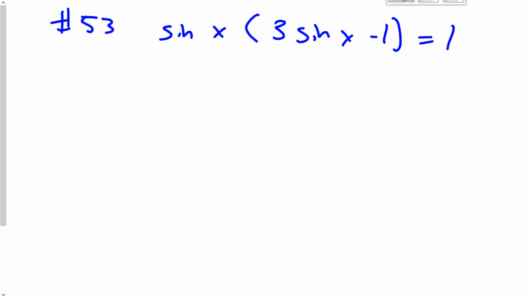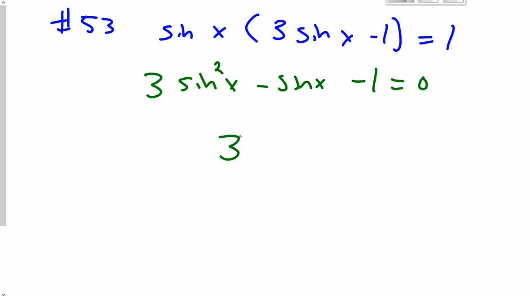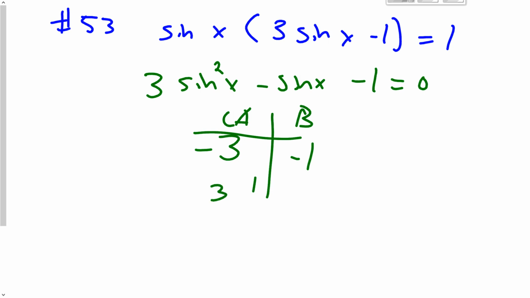So here's number 53. We can go ahead and distribute, and then subtract 1 on both sides. So we get 3 sine squared x minus sine x minus 1 equals 0. We can go ahead and factor this now. We do have an a, and then we have a middle of -1. So this is not going to work out, because all we got is 3 and 1, so we can't subtract them to get 1. So we have to do the quadratic formula.